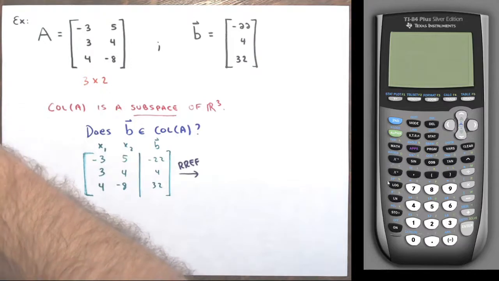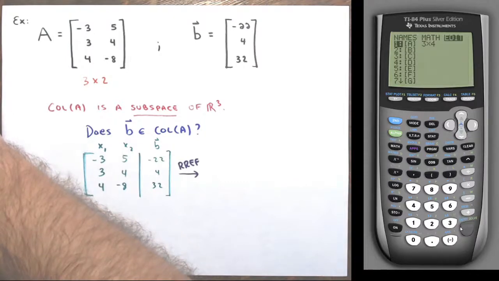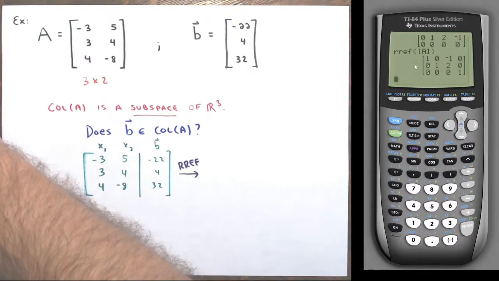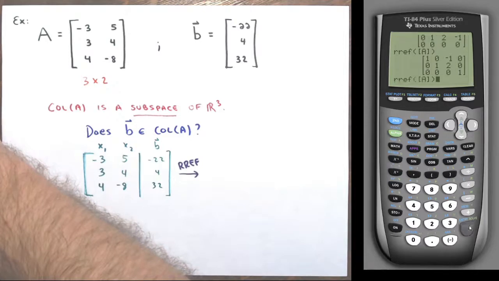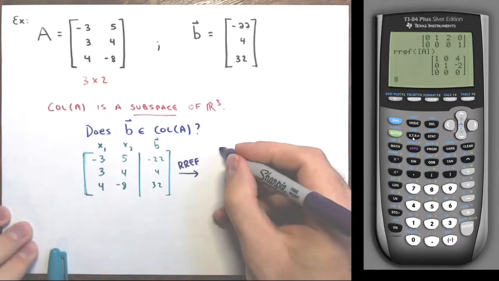All right, so back to the matrix menu, over to edit. This is a 3 by 3. First row, negative 3, 5, negative 22, then 3, 4, 4, and then 4, negative 8, 32. All right, and then the last thing I entered was the reduced row echelon form for matrix A, so let's re-enter that. There we go. All right, so we've got this matrix here.